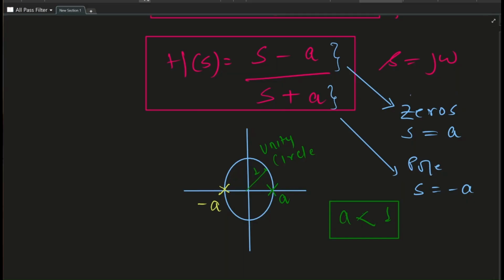This a finally decides how quickly the phase of the signal changes, and we will see it in the next section. So basically, in this section, we have figured out a transfer function which meets the requirement of an all pass filter, and I will continue this in the next section.